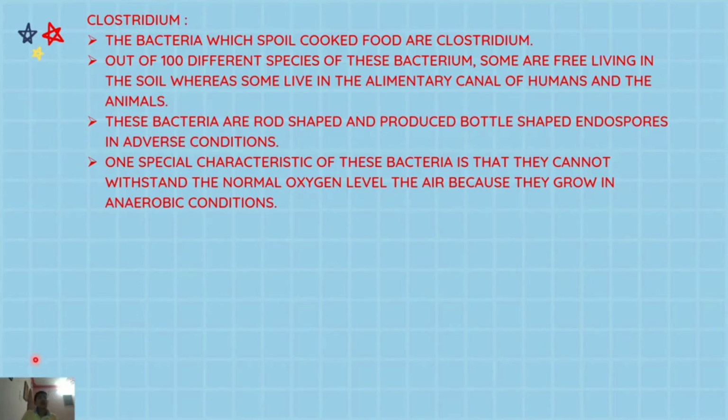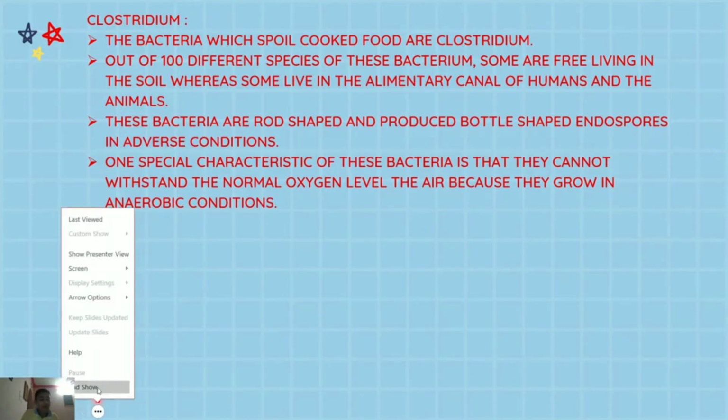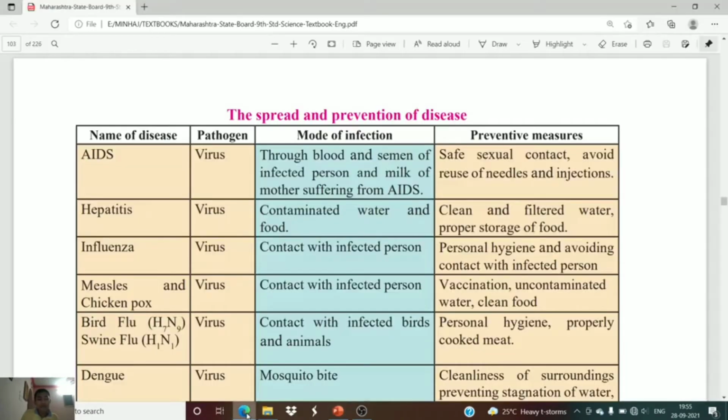Now let us try to understand some other microorganisms which are responsible for lots of diseases that occur in the body of any living organism. So let us see how different types of diseases are spread by different types of pathogens or microorganisms, and how we can prevent those diseases. Now first is AIDS. AIDS is spread by the HIV virus. The pathogen here is a virus, and that virus is HIV, human immunodeficiency virus.